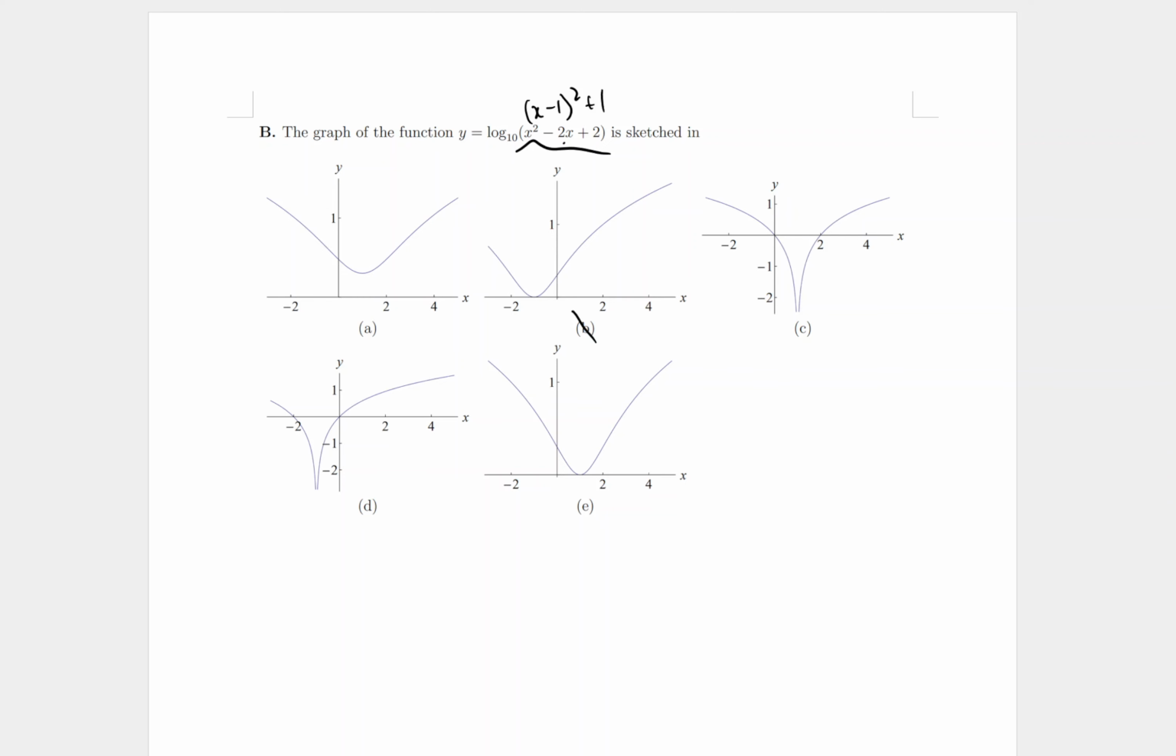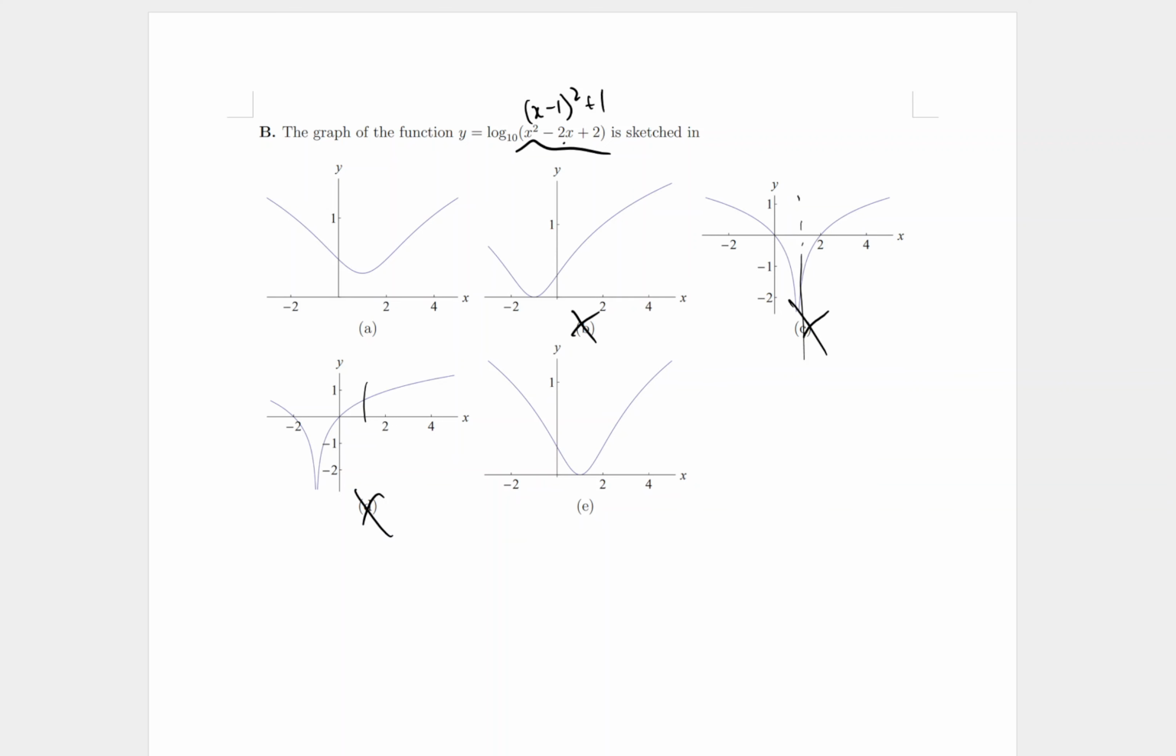So not B, right? Well, C, for x equals 1, C is not defined, so that's also wrong. D doesn't have 1 as a minimum, so not right. Okay, so it's either A or E, right? So let's try to plug in x is 1.